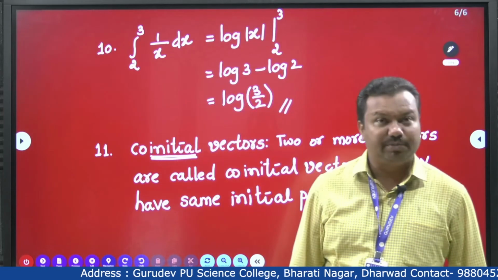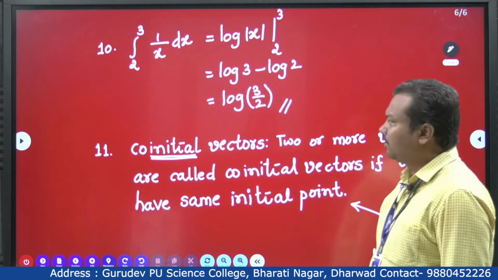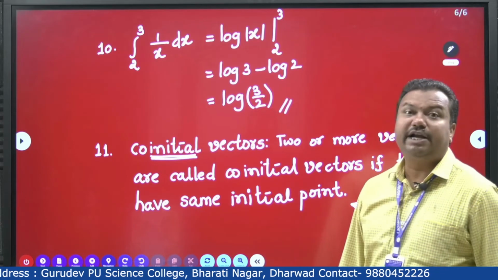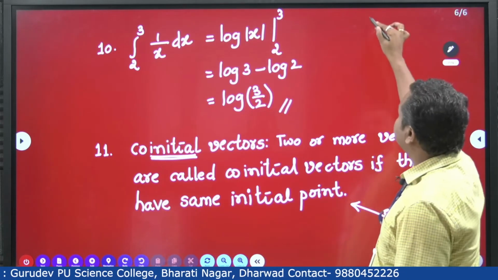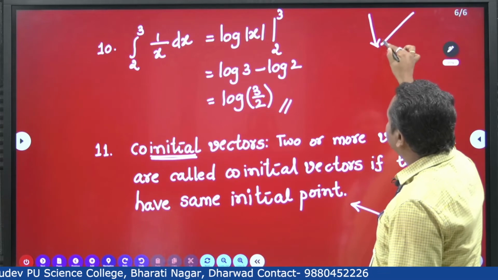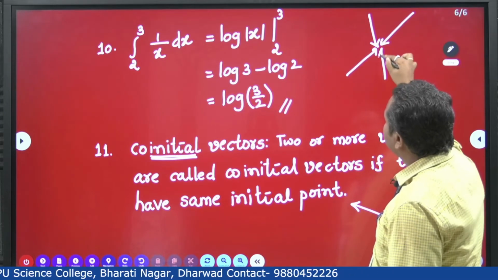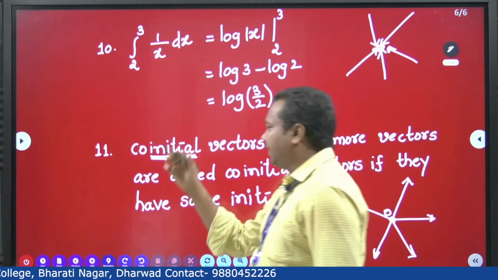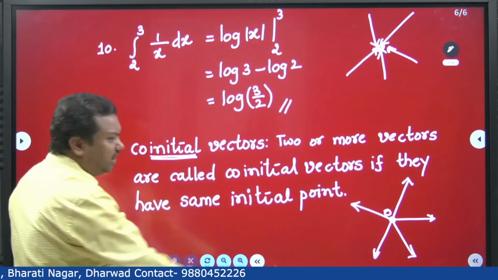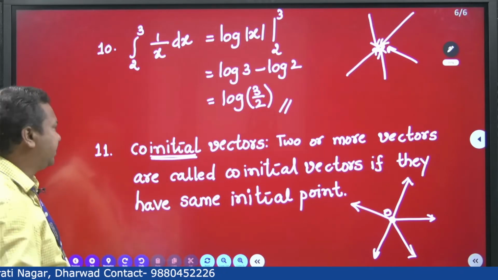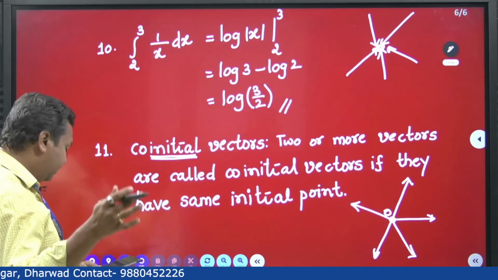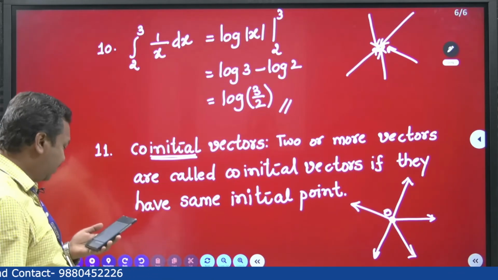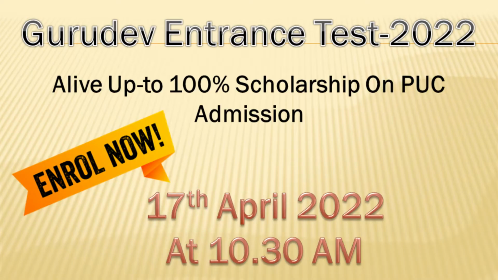Similarly, we have co-terminal vectors, isn't it? What do you mean by co-terminal vectors? All vectors go and coincide with the same end point. They are called co-terminal vectors. They will meet at the same point, right? Fine. However, you should concentrate on the definitions of different vectors. There are collinear vectors too, right? Please take care of the definitions on vectors. Surely you will get one question on that. Let's go for the next question.